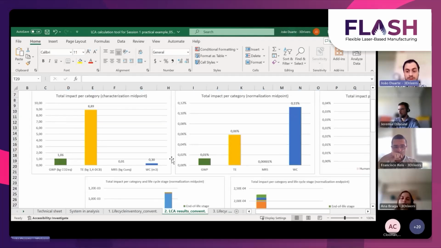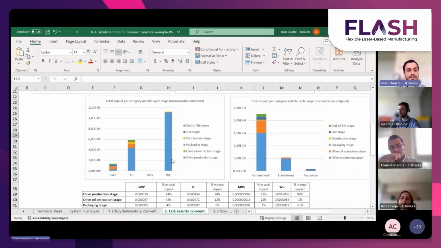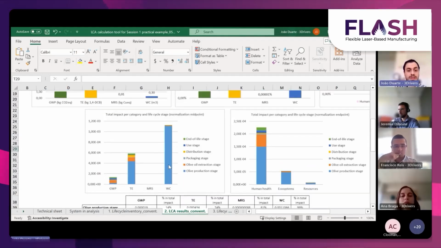Other analysis that we can also do is to see the contribution of each life cycle stage to the impact in the impact categories. So, for example, in water consumption, we can see that the production stage, so the production of olives, is the stage that contributes the most. So the others are mostly irrelevant in this impact category.